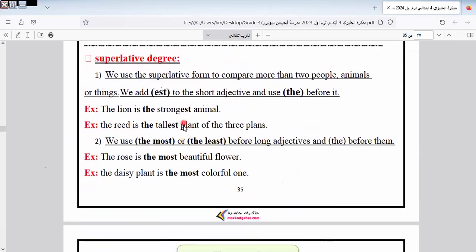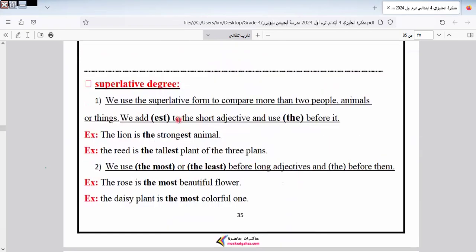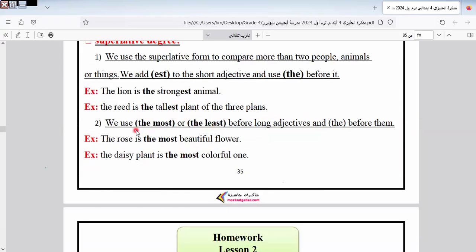Okay. Here we talk about what? Here we talk about the superlative form. In the last lesson, we talked about the comparative form, and we know that we add er to the adjective. Here, with an adjective of one syllable, what can I do? I put the and I add est to the adjective like this: the strongest, the tallest, the least, or the most.